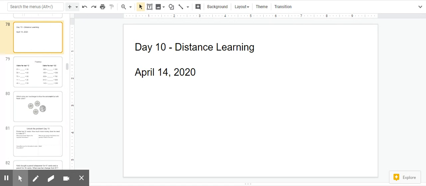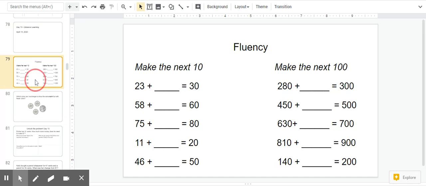Today I'm going to do the math lesson for day 10 of distance learning for Tuesday, April 14th, 2020. We are going to start math today with some fluency. We're going to start by making the next 10. Take a minute to remember your partners to 10.